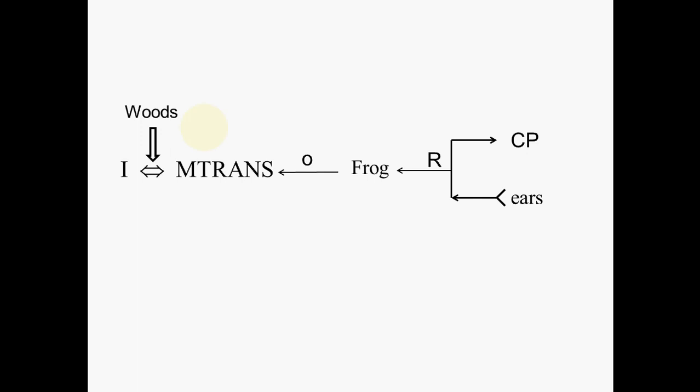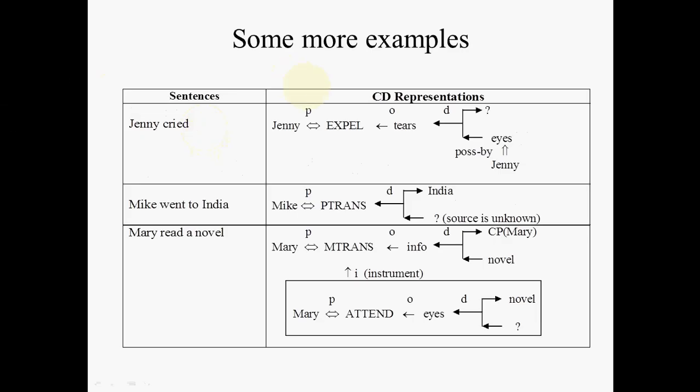But there are also some shortcomings that you must have realized by now. There are some shortcomings for conceptual dependencies. Before we go to the shortcomings, let us see some more examples. Jenny cried. Now, what does cry mean? It's basically that the tears are expelled. Tears come out of your eyes. So what is that action?